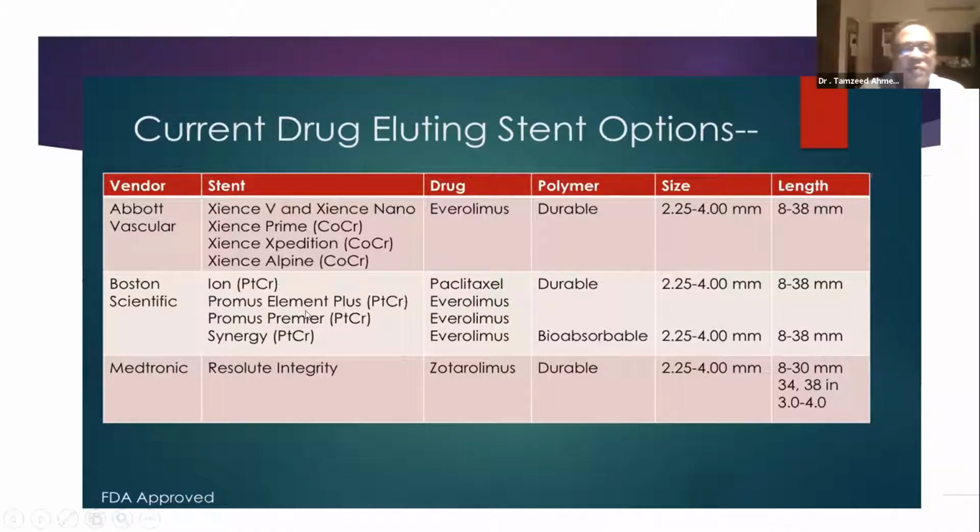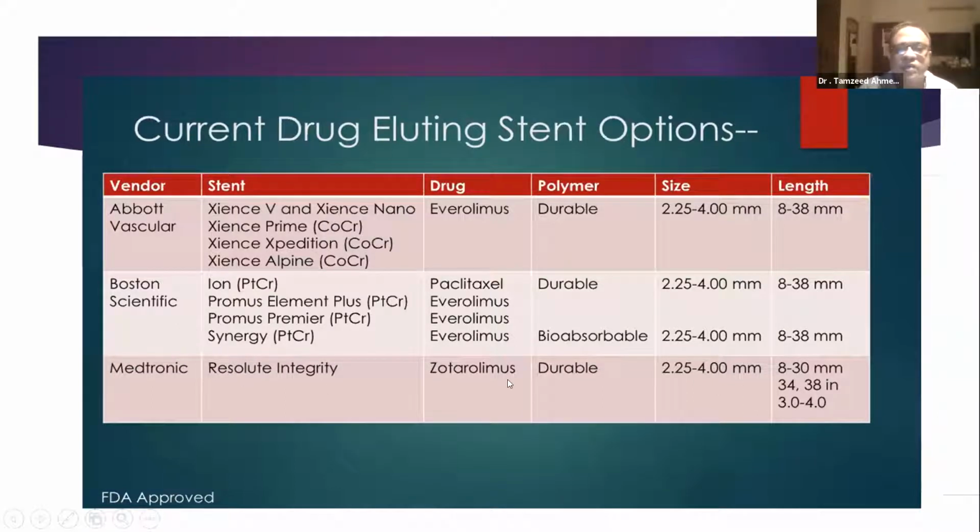Boston Scientific has Promus Element, Promus Premier, and Synergy. Except for one, mostly they are on everolimus drug. And they have durable polymer, except in Synergy, which is bioabsorbable polymer. And the size ranges from 2.25 to 4 millimeter and length from 8 millimeter to 38, except for Synergy, which is available up to 48 millimeter.